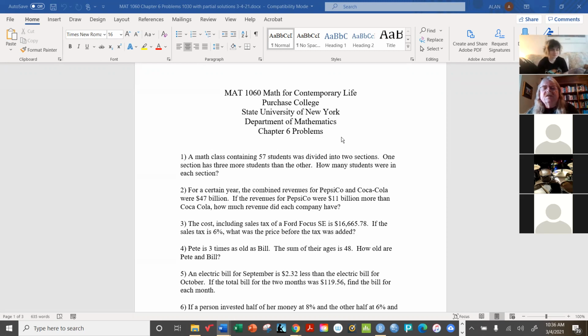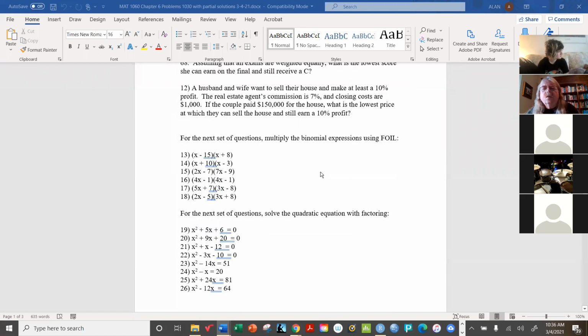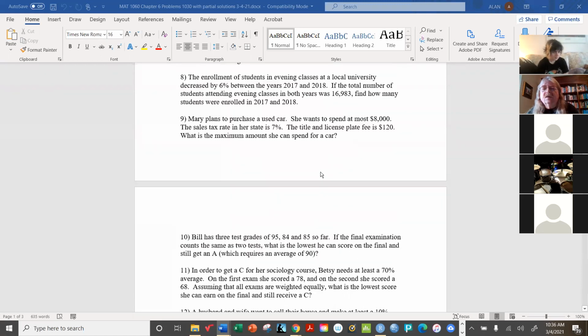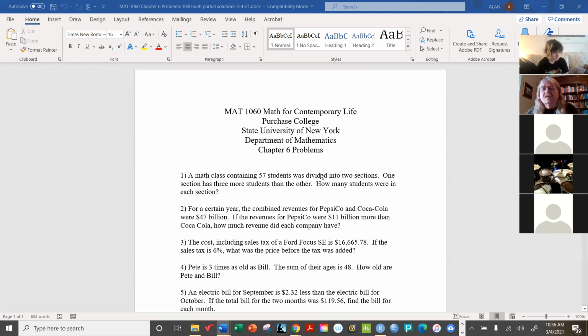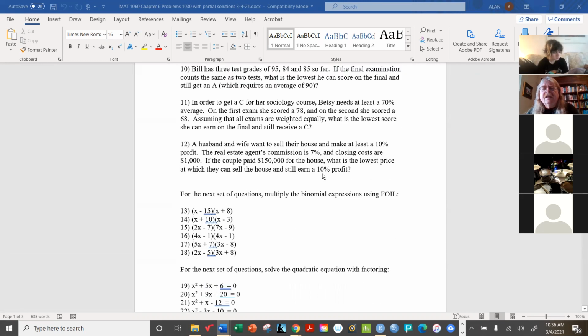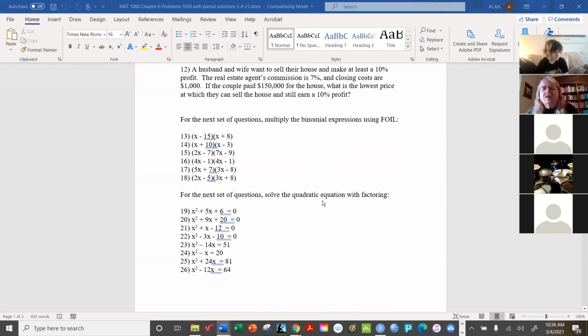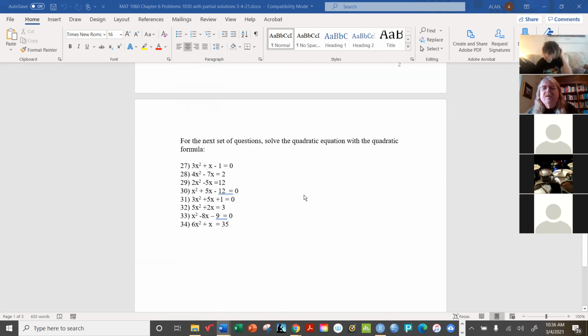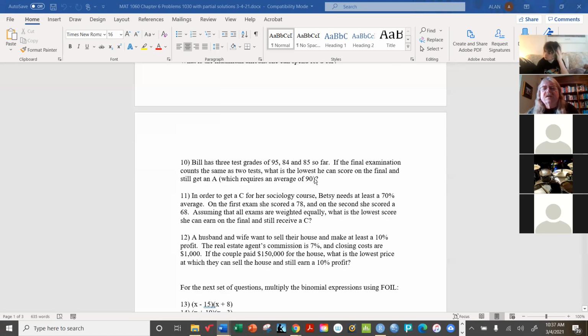So this is our chapter 6 problem set. Most of these questions are linear, or in some cases, they're all linear, but some of them are equalities and some are inequalities. Then at the end here, we have a bunch of FOIL questions, we have factoring, and we have our old friend, the quadratic formula. So you can see this pretty much covers everything we did in this chapter.